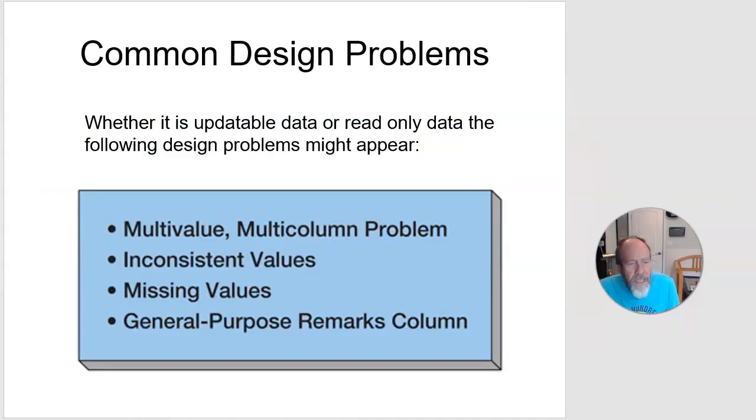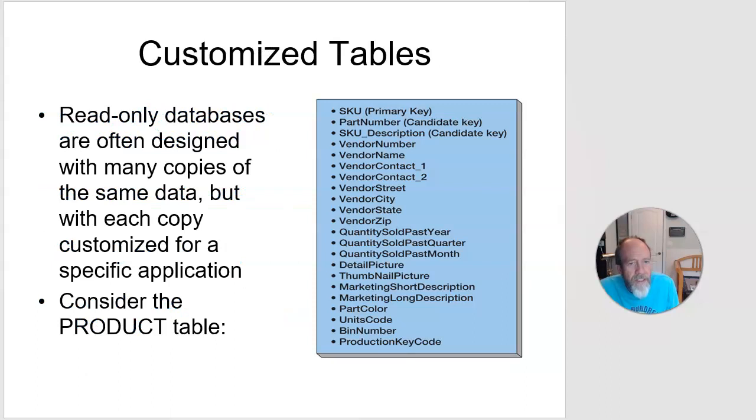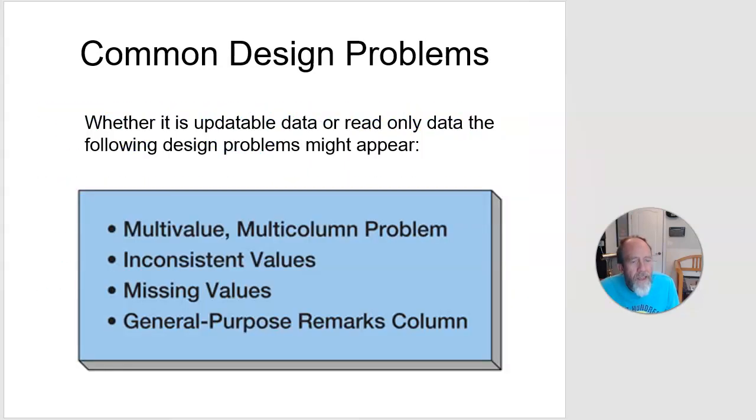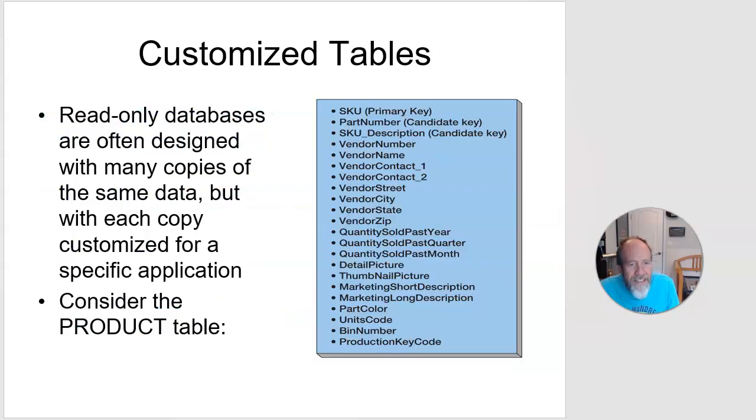And as you can see, look what we've got here. You've got multi-value, multi-column. Go back and say, oh, vendor contact 1, vendor contact 2. That's multiple values in the same table. You've got all sorts of stuff in here. Inconsistency in the values because you've got things that are repeated. You've got potential for missing values, and I remember this design.